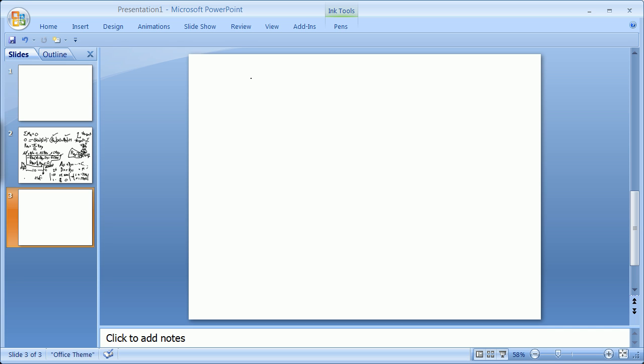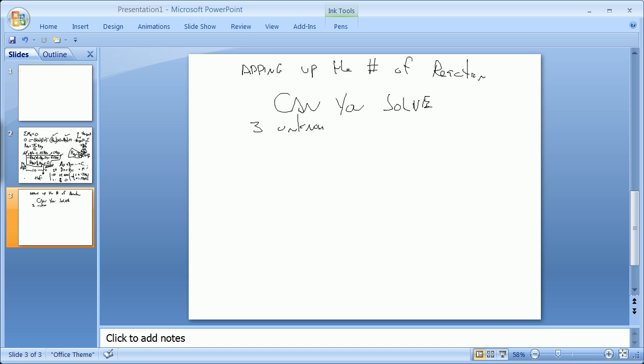And you do that by adding up. You need to add up the number of reactions to decide, can you solve for the reactions? Now, you'll see if you have three unknowns and three equations, meaning some of the forces in the x, some of the forces in the y, and some of the moments, then you can solve it. Yes, you can.